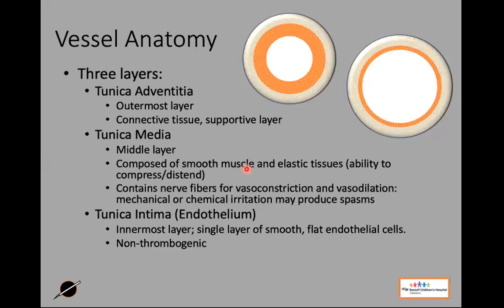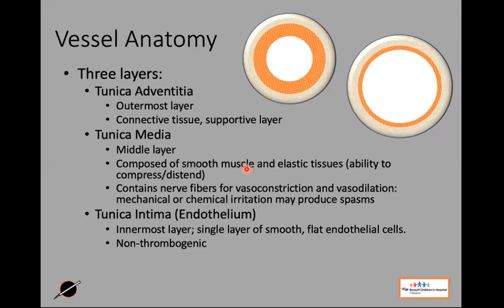Okay, so we're going to talk about some vessel anatomy here. Again, just some basic stuff I want people to pay attention to. Blood vessels have 3 major layers. The tunica adventitia, which is that outer layer. It's got the connective tissue that's supportive.